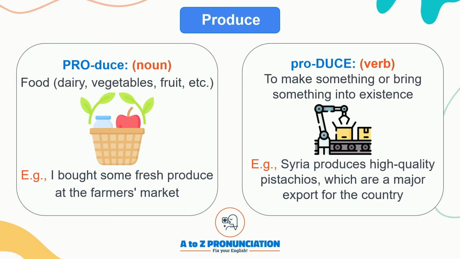Produce is a verb that we are all very familiar with, which means to make something or bring something into existence, to make it available. As an example, Syria produces high-quality pistachios, which are a major export for the country.